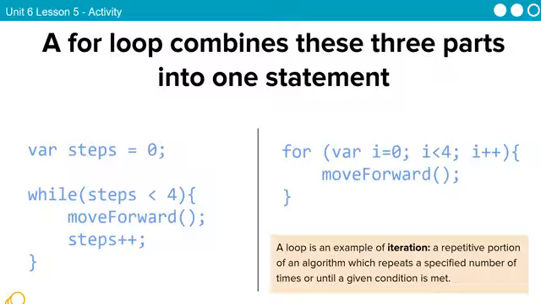If you know how many times that loop is going to run, then you use a for loop. If you don't know how many times the loop's going to have to run before it evaluates to false, then you should use a while loop.